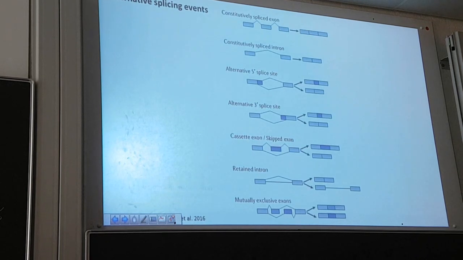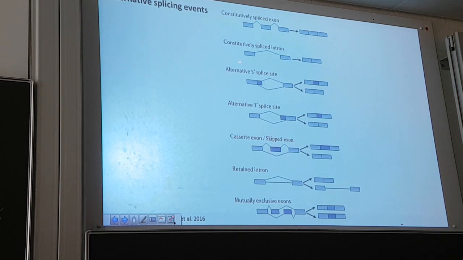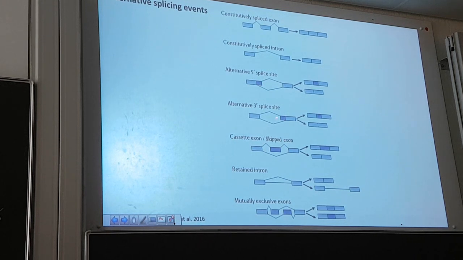There are different splicing events. What can occur is basically constitutive splicing, so this is a normal situation where exons are joined together and the intron is removed. But there are also alternative events. So alternative 5' splice site is when part of the exon can be either shorter or longer, and the alternative 3' splice site is the same, but on the other side of the intron. And then skipped exon is when an exon is basically removed.